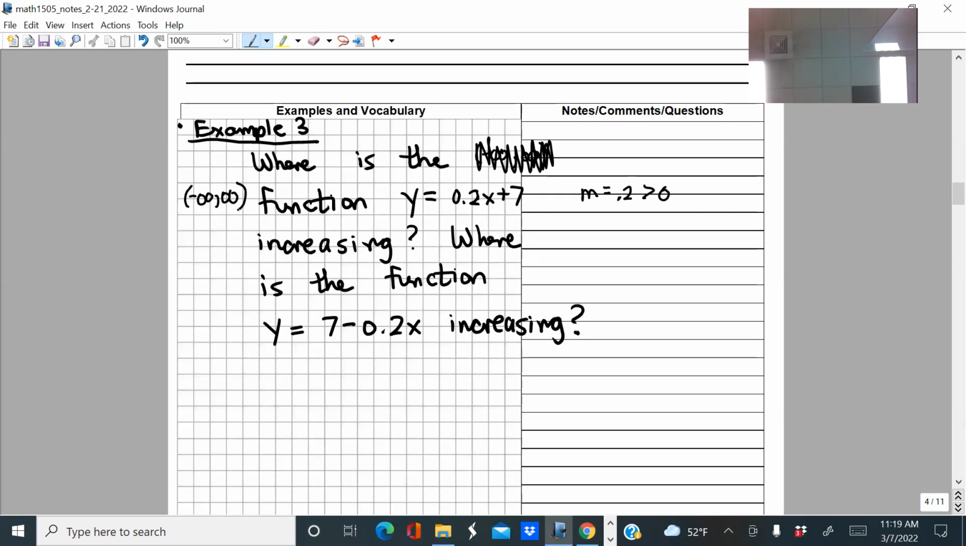What about the second one? Not increasing, right? It's never increasing. There's no place where it's increasing. It's always decreasing. This also is a straight line, except its slope is what? Negative, right? So the answer is it's just never increasing. No place where that curve is increasing.